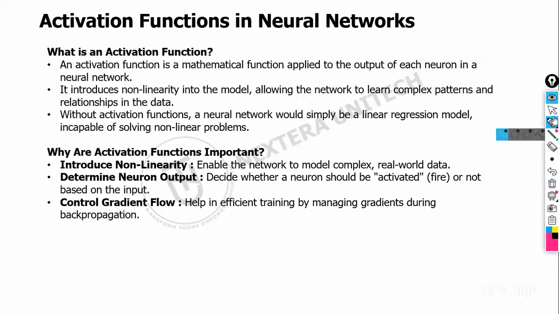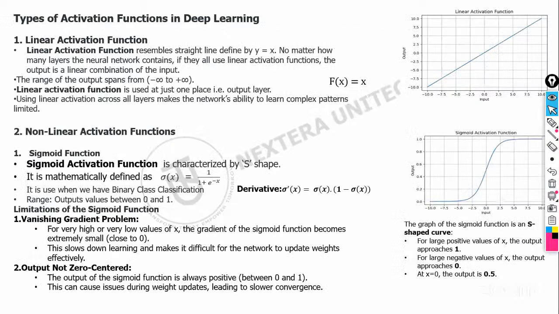Then we also started understanding the types. The first type is the sigmoid function. The formula is given here: f of x is equal to 1 by 1 plus e power minus x. And where is the sigmoid activation function generally used? It is used in output layer neurons. Why? Because if you are working on a binary classification problem, in which there are only two classes, we generally use the sigmoid activation function in the output layer neuron.